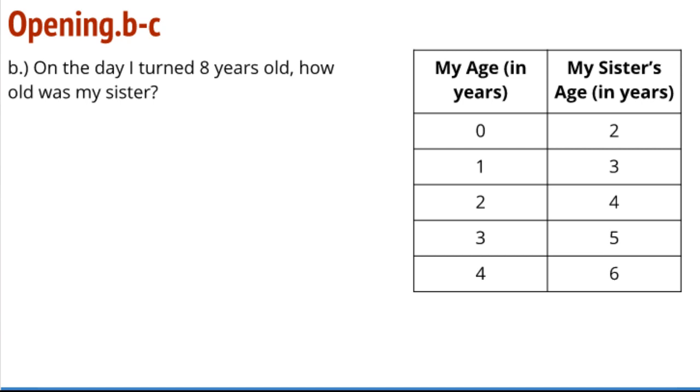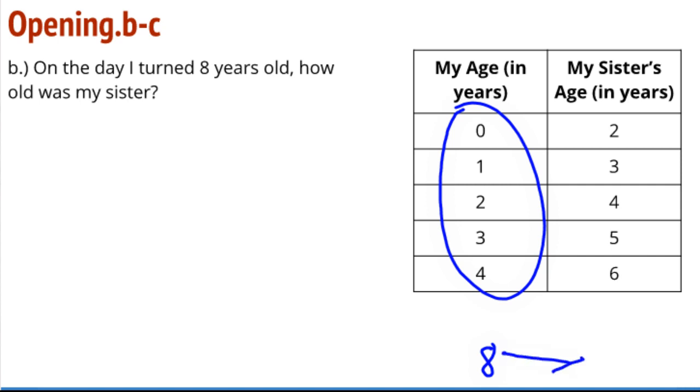And here we have an example. On the day I turned 8 years old, how old was my sister? So they are asking a question here that is not on the table. They're asking us to jump out of sequence. They didn't ask for the age at 5. They said, hey, let's go to 8. Now the relationship runs from column to column. We have the narrator's age is 8, and we know that the sister is always 2 years older. So we should be able to figure out that the sister was 10 years old.